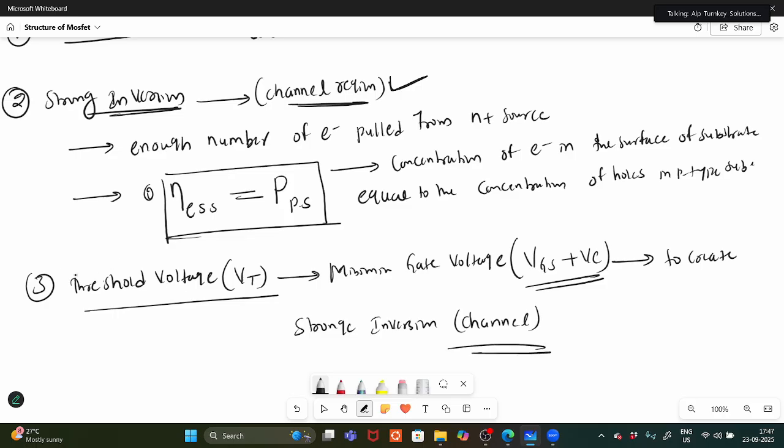That is nothing but threshold voltage. So that means when the channel forms, VGS should be greater than VT, then only the channel will form. The minimum gate voltage we apply in such a way that we get a strong inversion layer, that is nothing but what we call the channel. Okay. Is it fine?